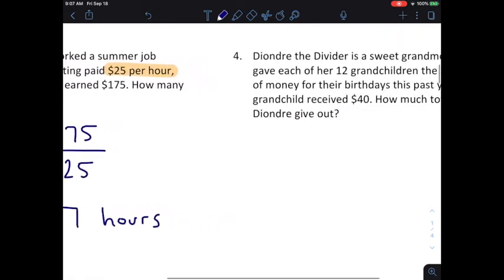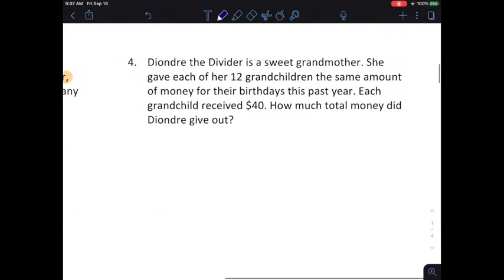Okay, one more. DeAndre, the divider, is a sweet grandmother. She gave each of her 12 grandchildren the same amount of money for their birthdays this past year. Each grandchild received $40. How much total money did DeAndre give out?